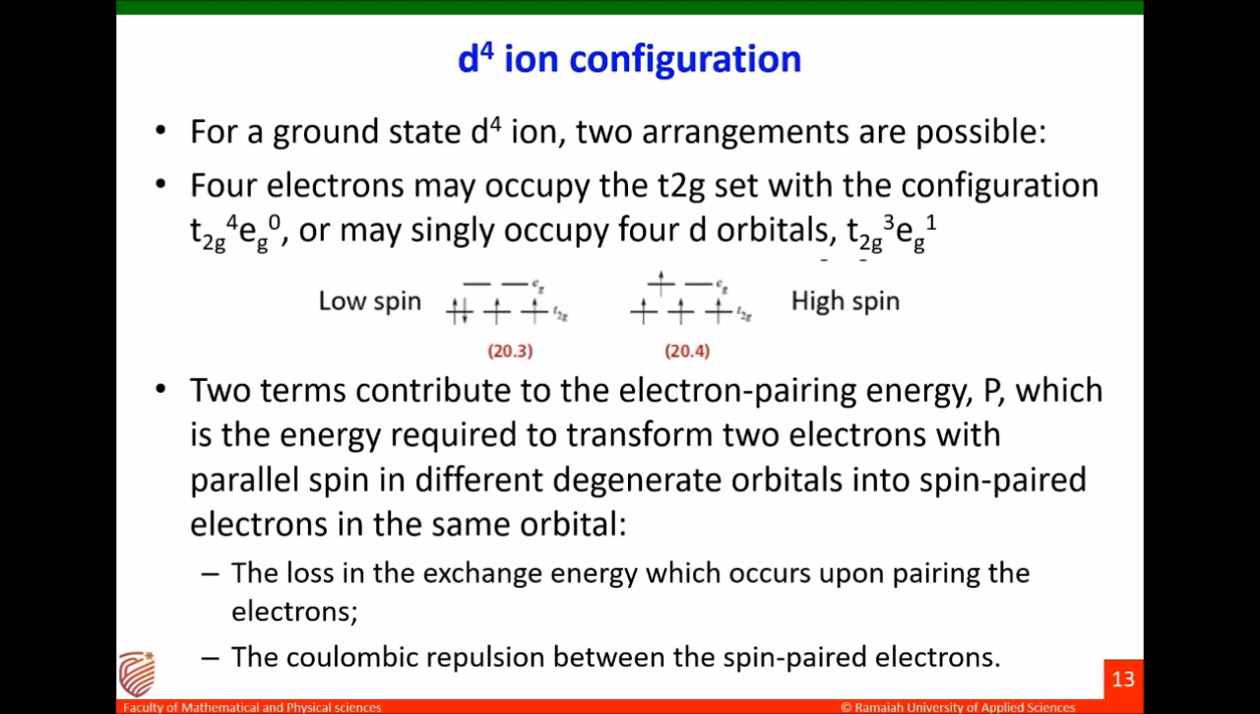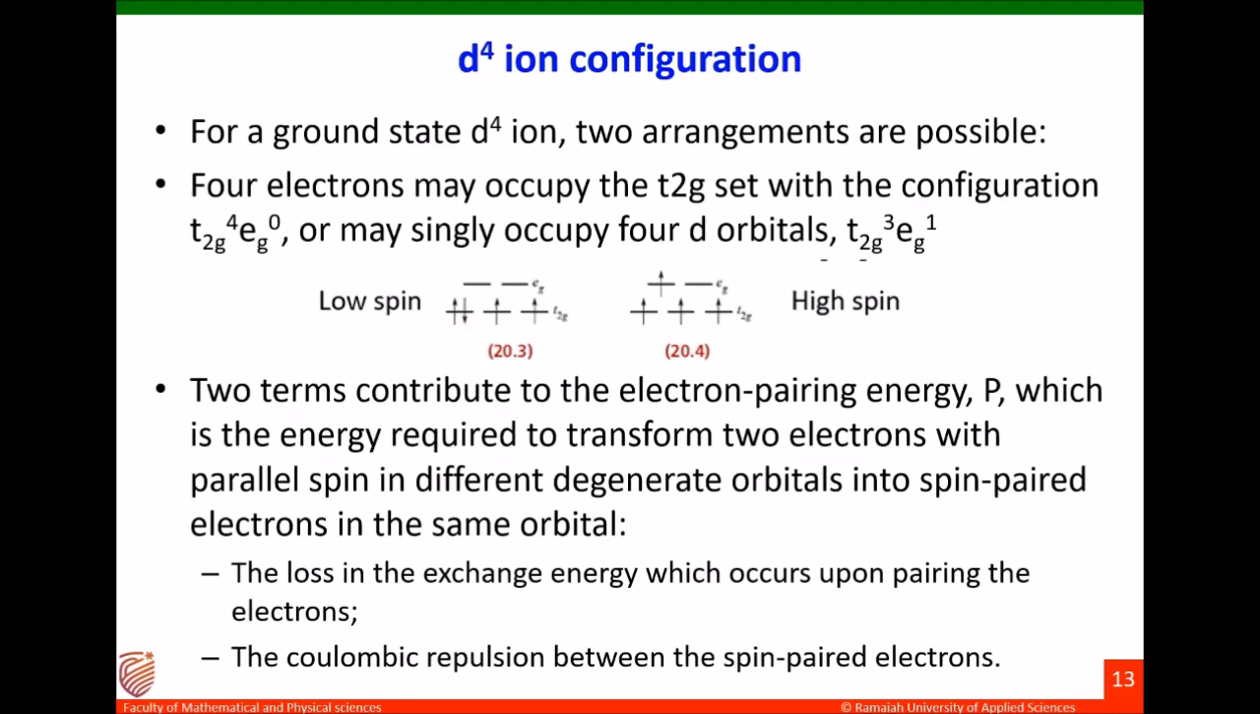For a high spin d4 configuration shown in 20.4, high spin means 3 electrons are in T2g and 1 electron is in Eg. So CFSE we can calculate: 3 into minus 0.4 because 3 electrons are in T2g, plus 1 into plus 0.6 because 1 electron is in Eg. So the total value will be minus 0.6 delta octahedral.